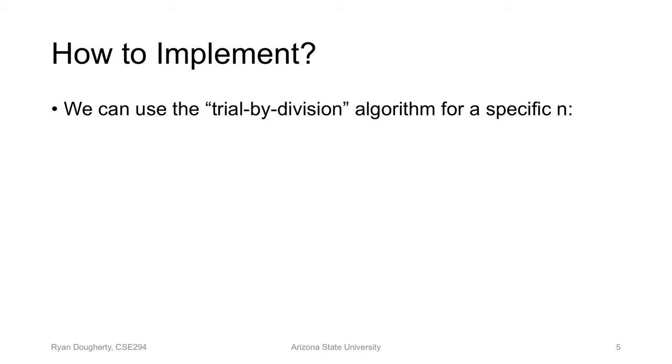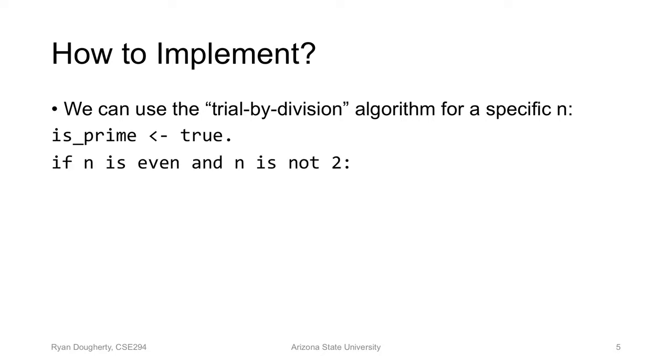But the idea is to just use a trial division algorithm for a given number. So what we do is we just assume that the number is prime at the start, and then we search through the list of candidates for a particular divisor. If we find a divisor for which we show that n is divisible by it, then we say that is_prime is false, because we found that divisor that we were searching for. But if we don't find one, then we default to true. So if n is even and is not 2, so what should I say here?